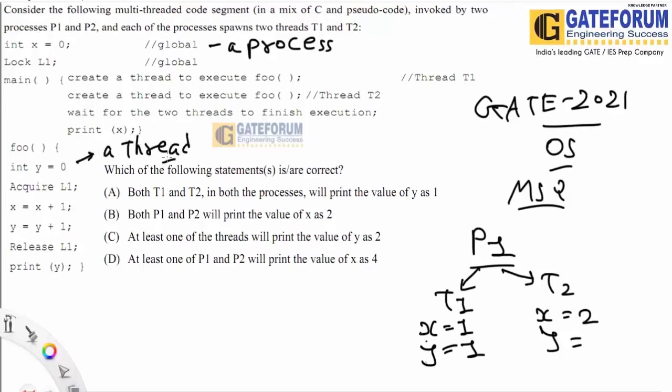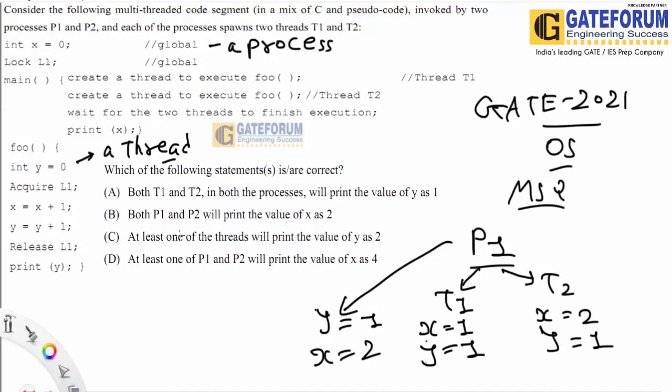Understand the concept: x is for a process and y is for a thread. So the value of y will again become 1. Then it will print the value of y equal to 1 for each thread, and we wait for the two threads to finish execution. Finally we print the value of x. So P1 will print y equal to 1 for each thread, and x equal to 2 at the end.